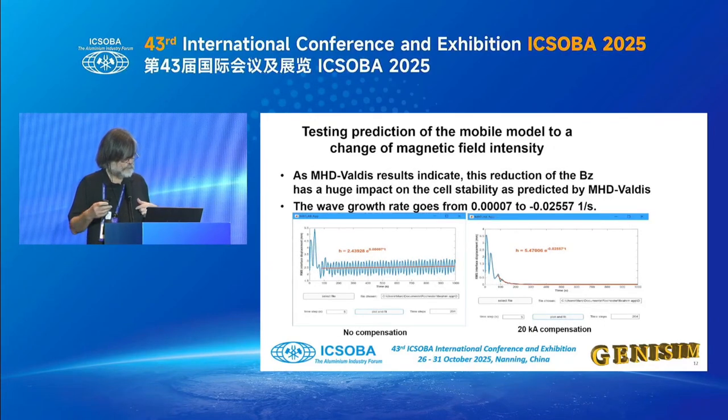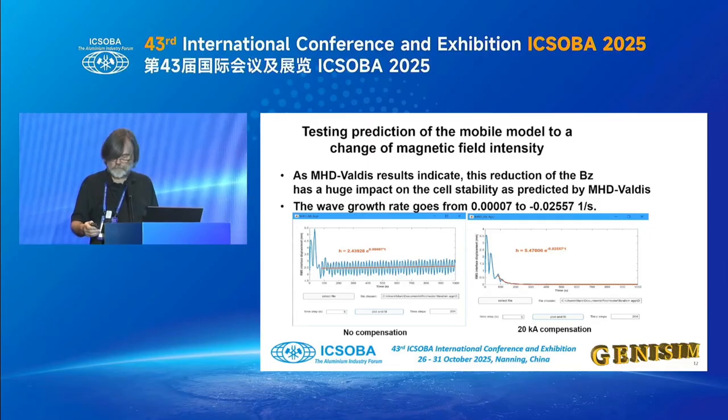And this is the prediction of MHD Valdez for this improvement of magnetic field. So you have this side here, predicting critical stability at 4.3 centimeter ACD. And this side here, it's predicting a very fast damping, so a very stable cell. And that's the number that you want to reproduce in this case: the rate of damping of the wave, which is 0.021 per second.